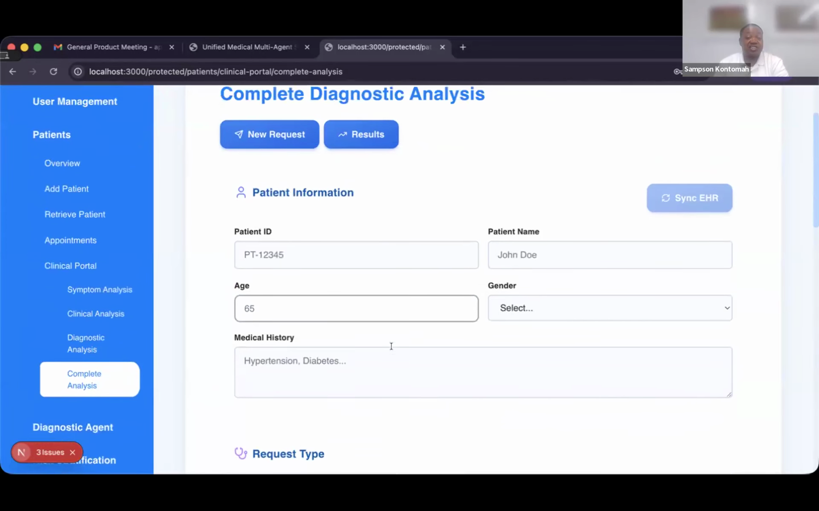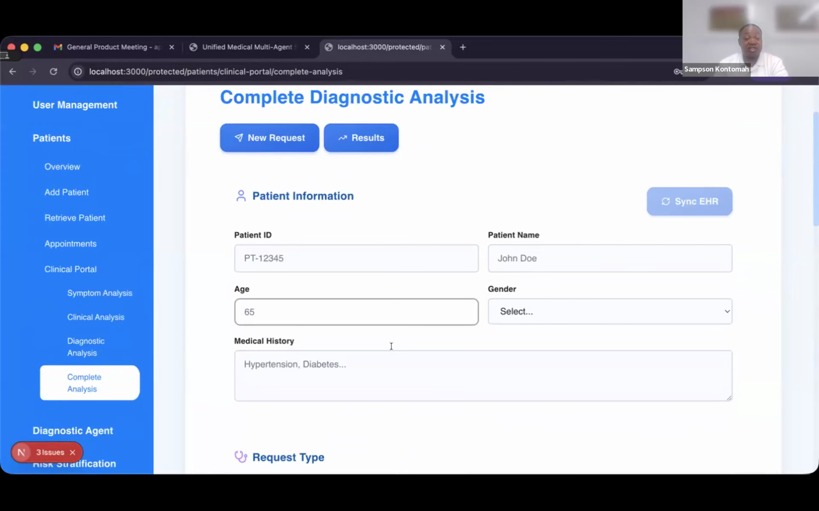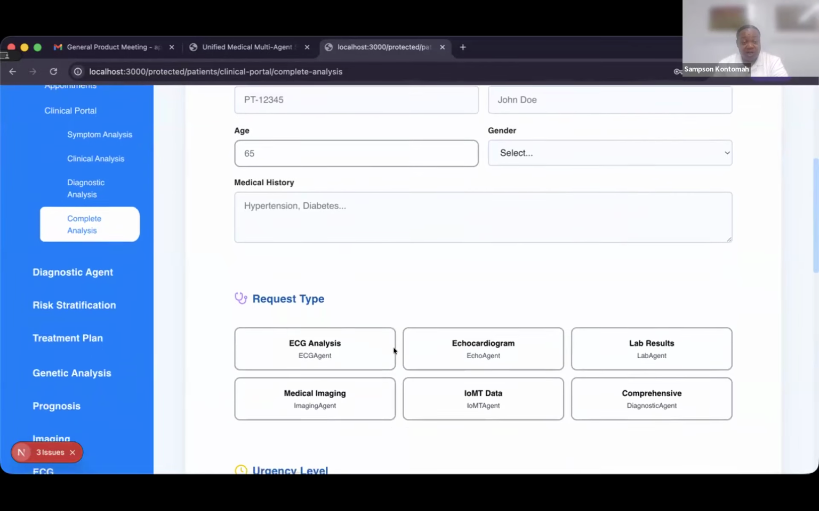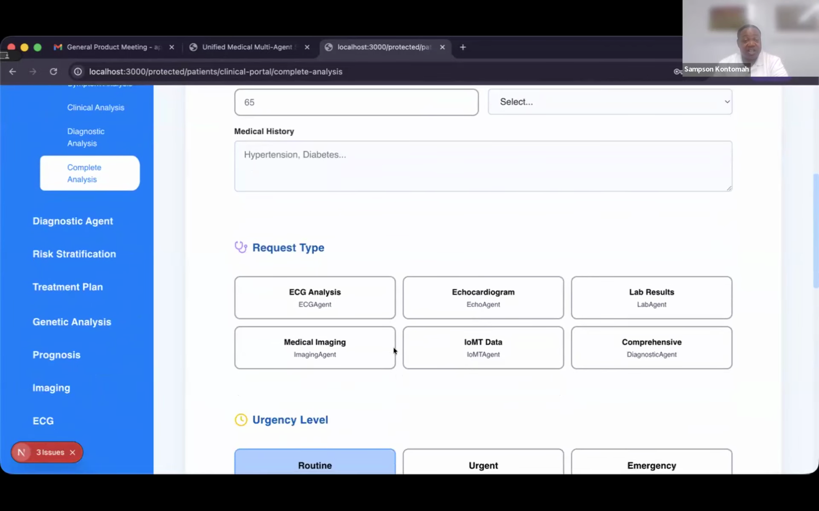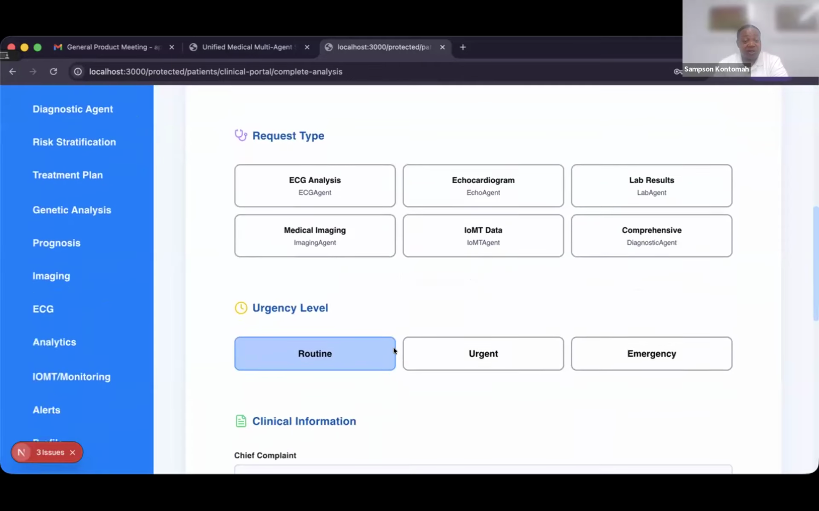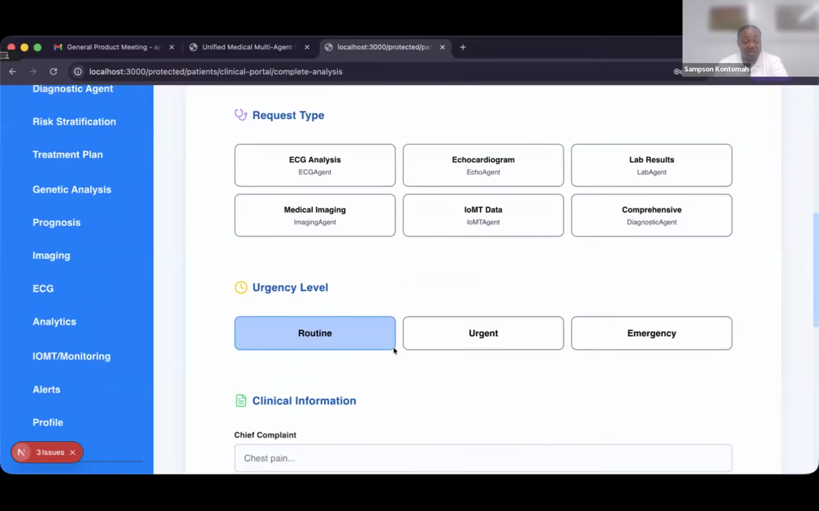All right, so this is the tier 3. That includes almost everything about our multi-agent system for cardiovascular disease. And as he has already said, scroll down to the request type. So we have various requests under this. So they can use this depending on what they want to do or what analysis they need on the patient.